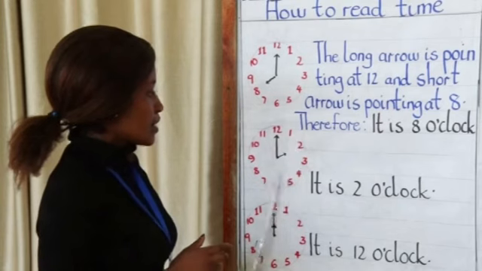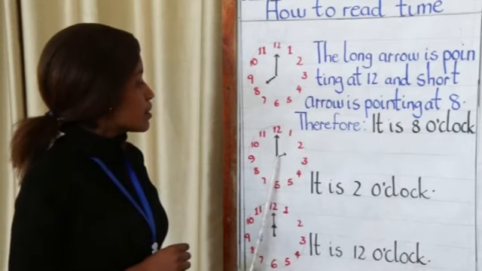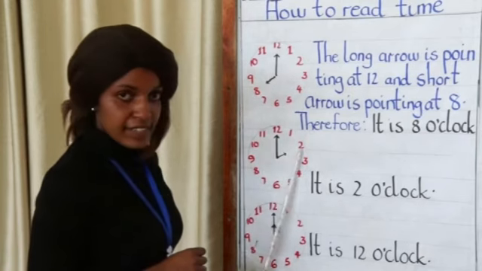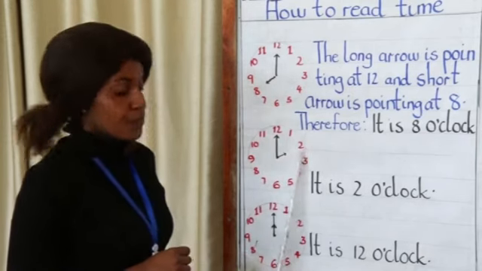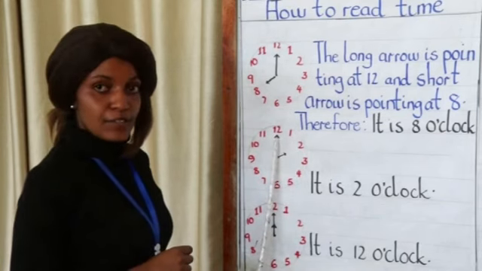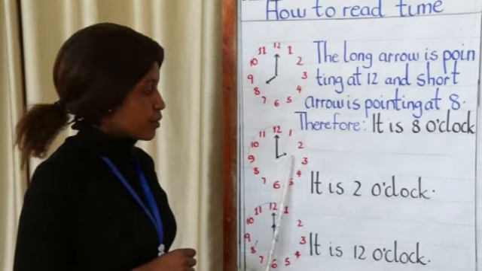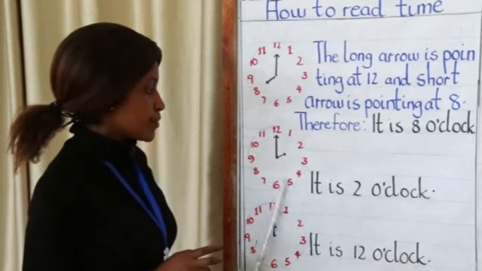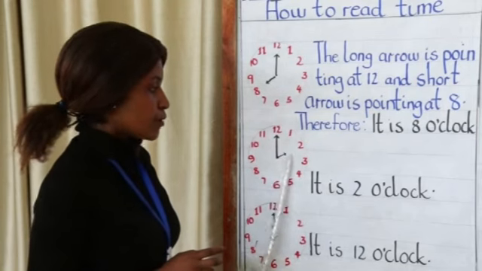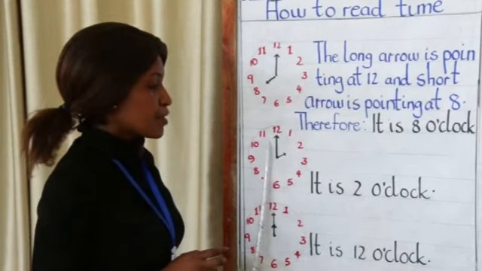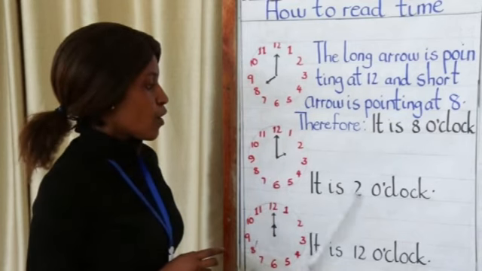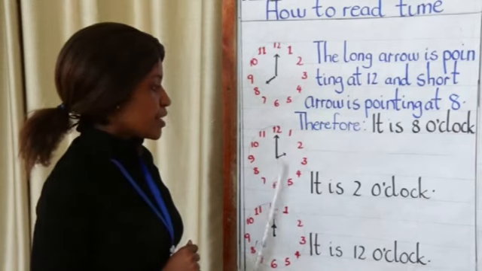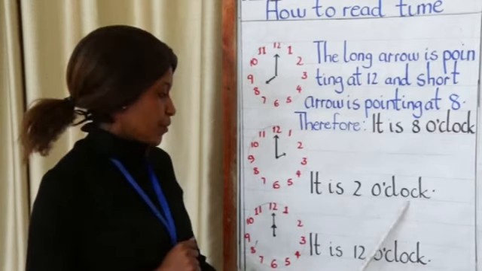Again, you have a drawing of a clock face as well. The long arrow points exactly at 12, while the short one points exactly at 2. We are going to read the time starting with the short arrow. It is 2, and coming to the long arrow, o'clock, because it points exactly at 12. So the time here is 2 o'clock.